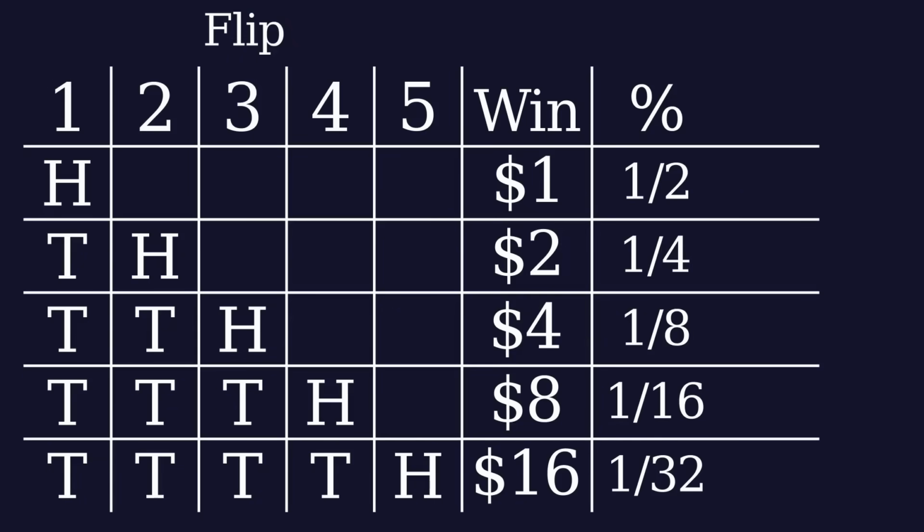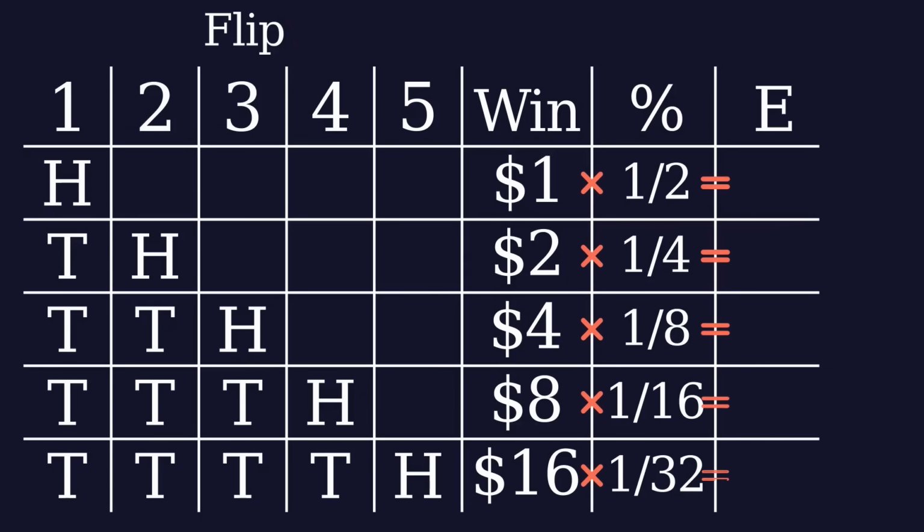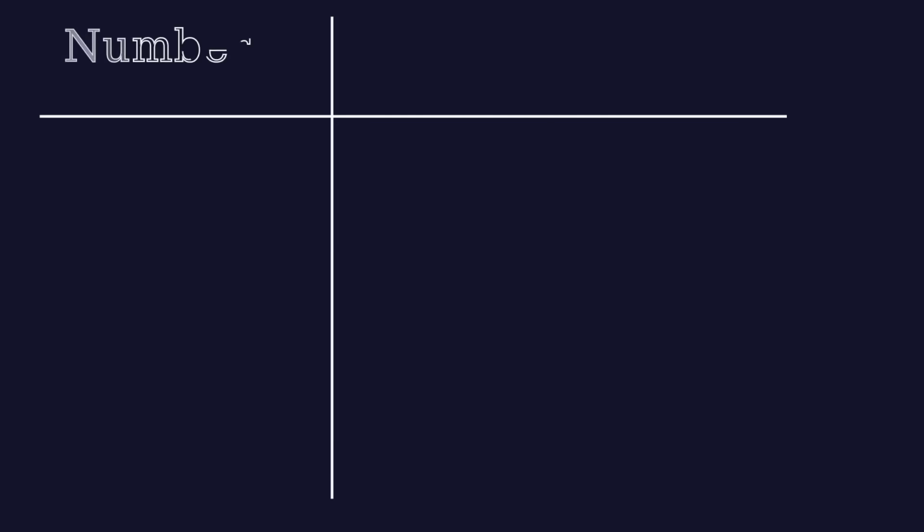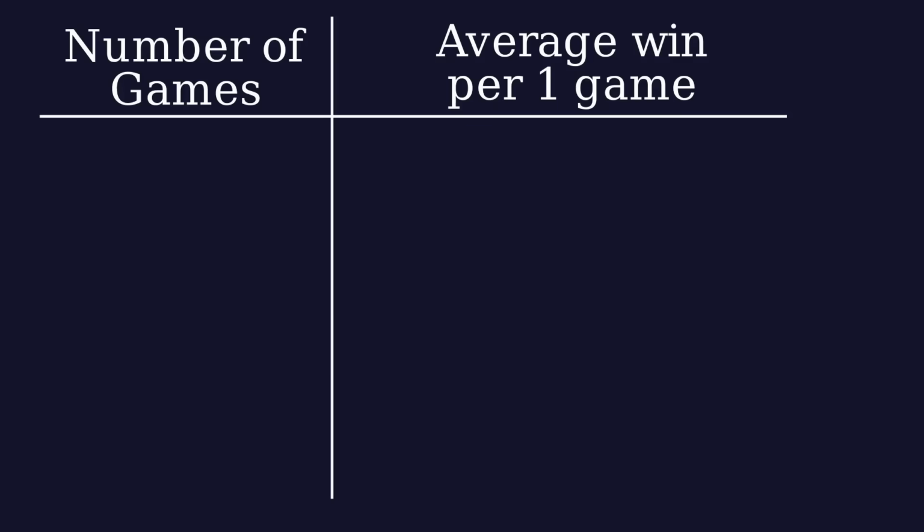When we multiply each outcome by its probability of occurring, we get an infinite sum of 1/2. It means that the expected outcome of this game is infinity. So any price to play this game isn't too high. This is really true. After simulating the game 10 times, the average win is $3.5.